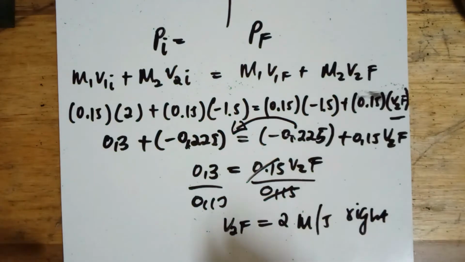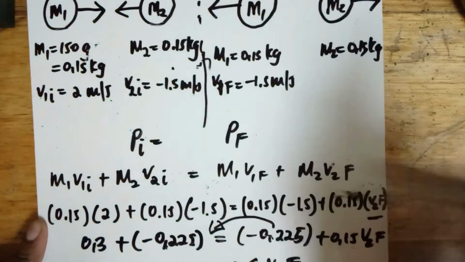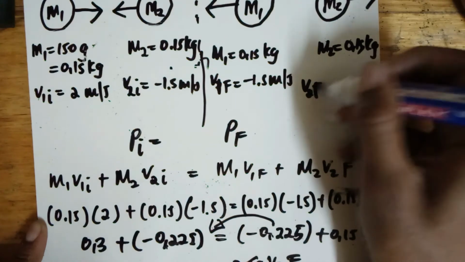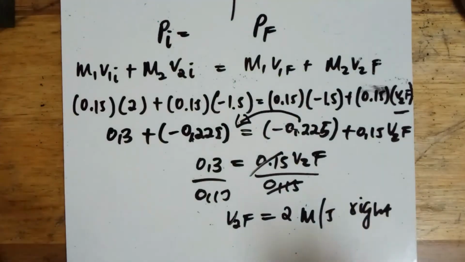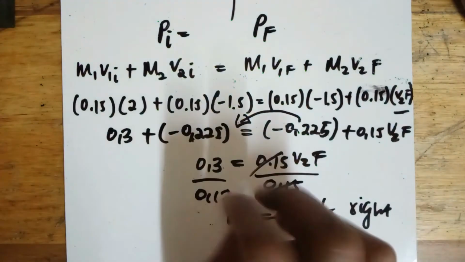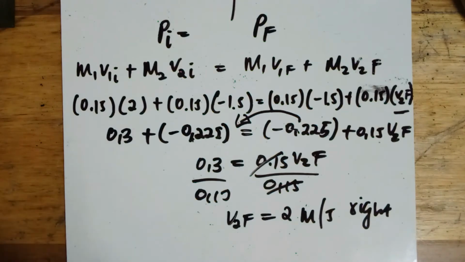So we have found the velocity of the second ball after they collided, and it is 2. So V2F is 2 meters per second. Make sure you're able to get the same answer. If you're struggling with anything here, especially with the maths, then you should just let me know on WhatsApp.